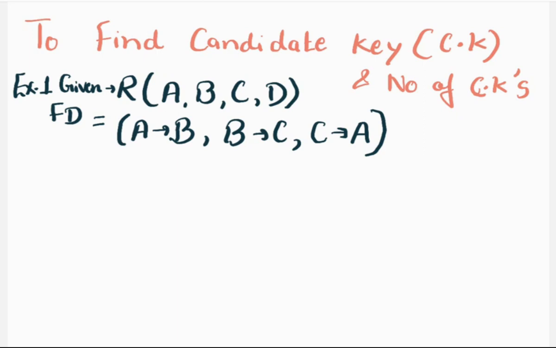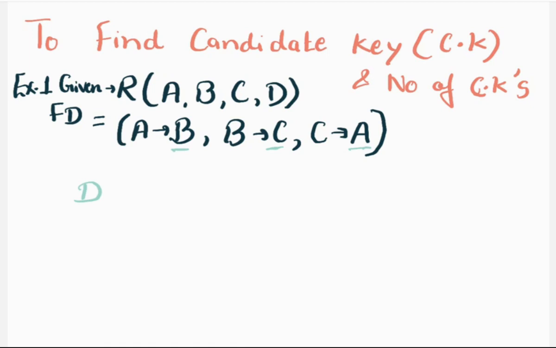Now the first step is to look at the attributes which are present on the right hand side of our functional dependencies. What we can see here is that the attribute D is not present in any of the given dependencies. So it is a must that whatever candidate key we have, the attribute D should be in it. D must be there in all the candidate keys of this relation.